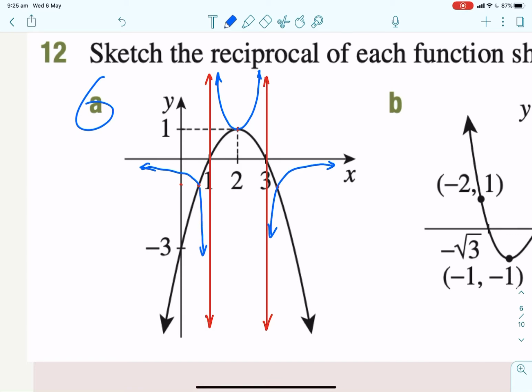Okay, now can we work out what the value of this point is? Obviously we can, because for the original graph, the y value is -3. 1 over -3 is -1 over 3. So we can work out that value too. Don't forget that little part here, otherwise you're not going to get full marks, okay? So asymptotes, important. And the x and y intercepts, they're important too, okay?